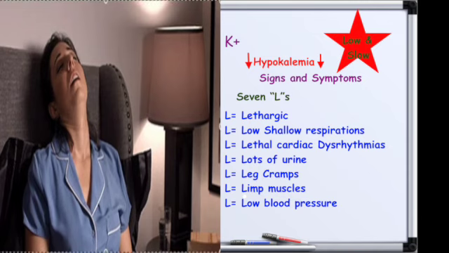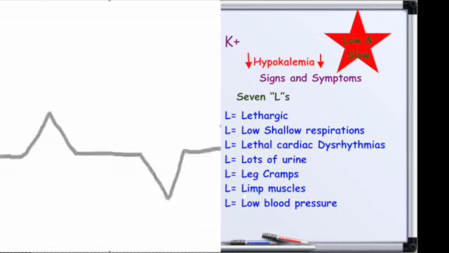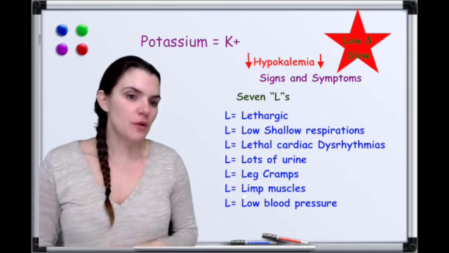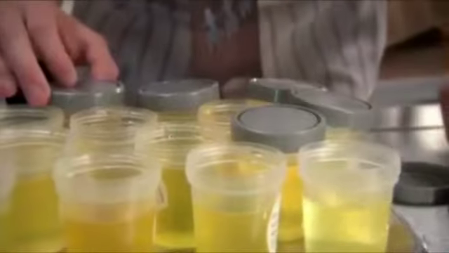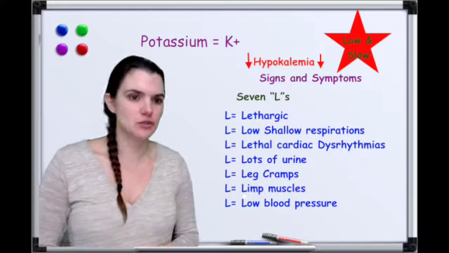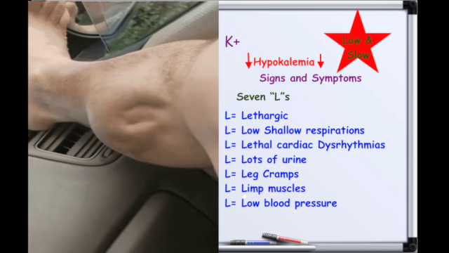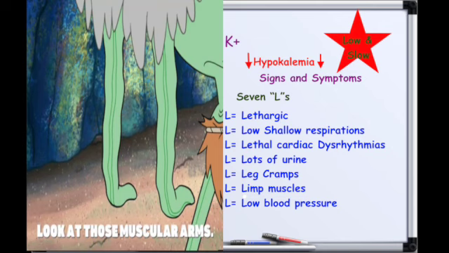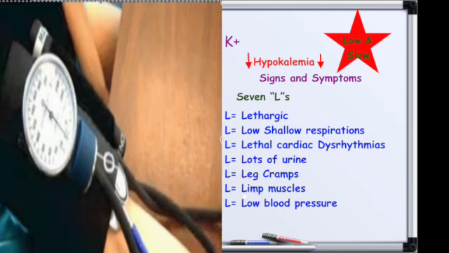Third L is for lethal cardiac dysrhythmias. They may have ST depression or shallow T waves or even a projecting U wave. The fourth L is lots of urine. They can have frequent urination where the kidneys are just unable to concentrate the urine. The fifth L is leg cramps. The sixth L is limp muscles, and they may have decreased deep tendon reflexes as well. And then our last L is for low blood pressure and heart rate.